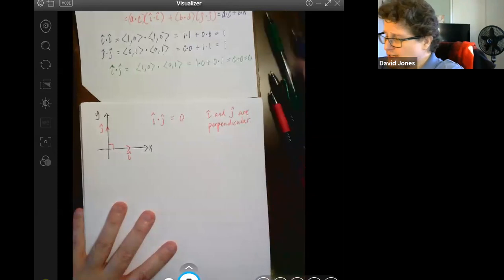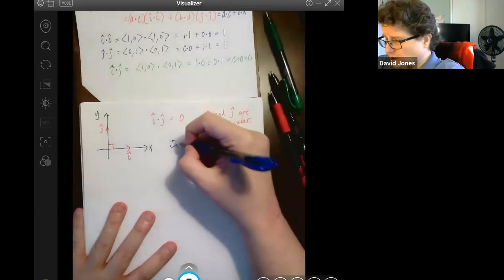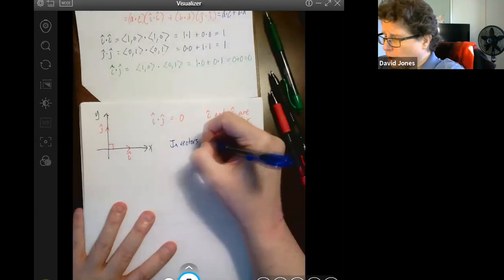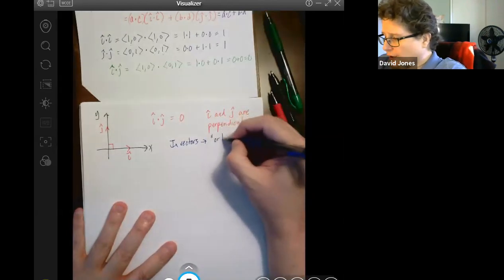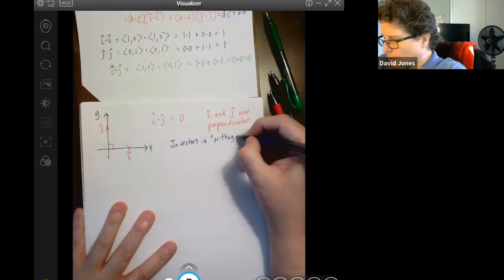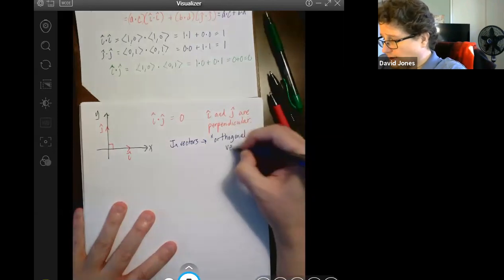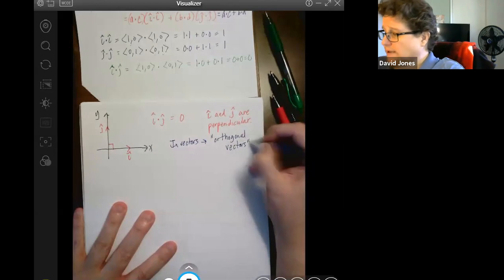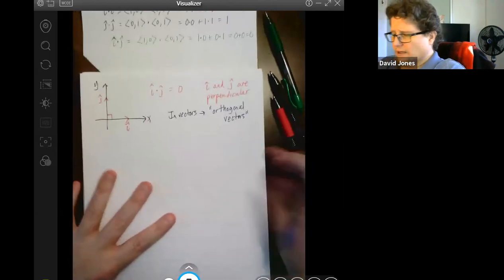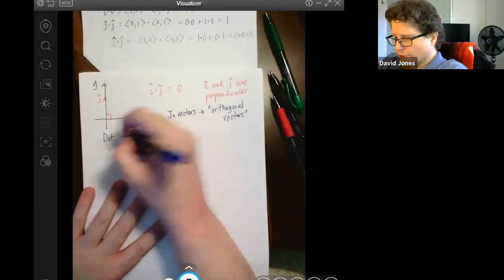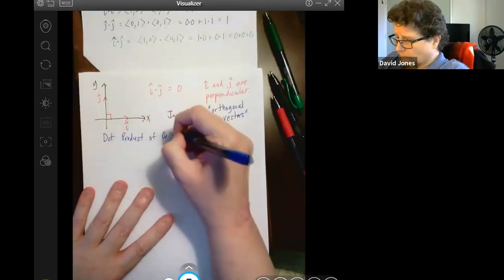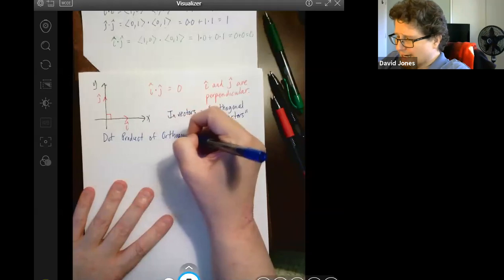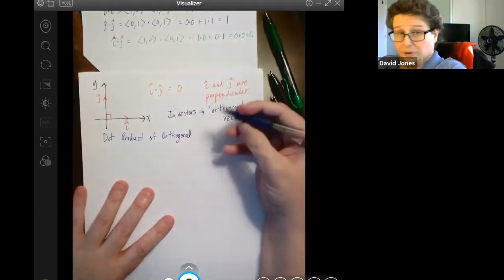In vectors, we call perpendicularity being orthogonal. These are our orthogonal vectors. The dot product of orthogonal vectors is 0. And I'll show you that again in another second, in another way.